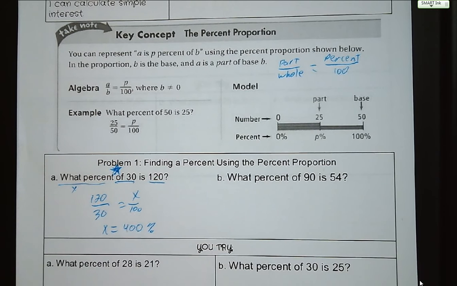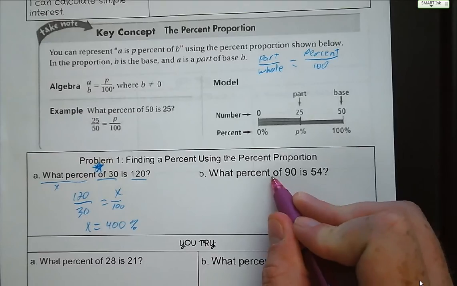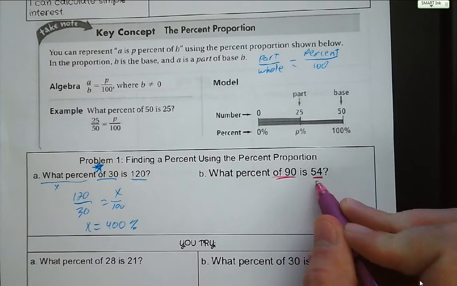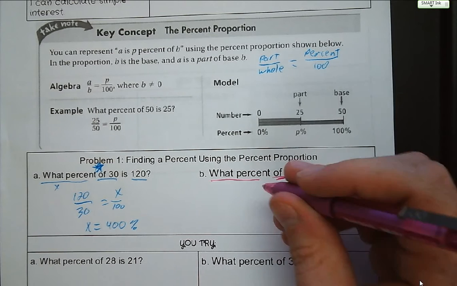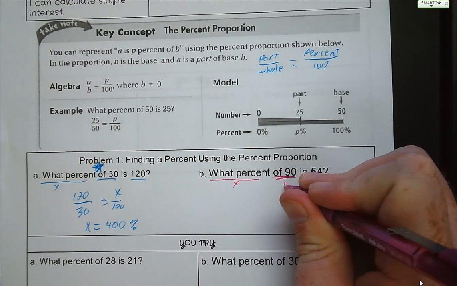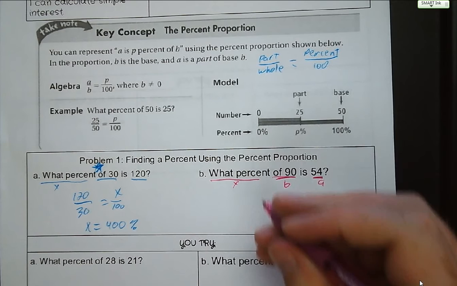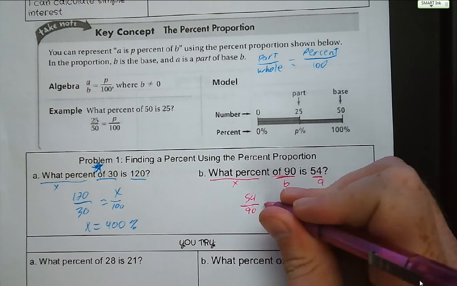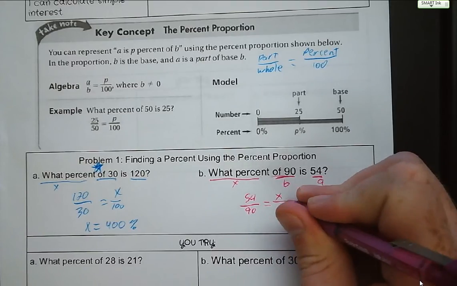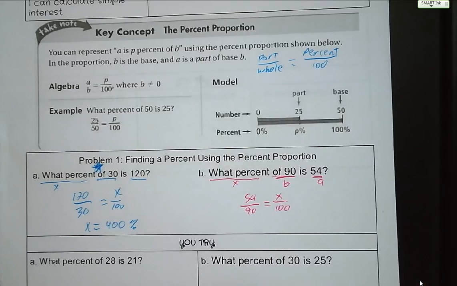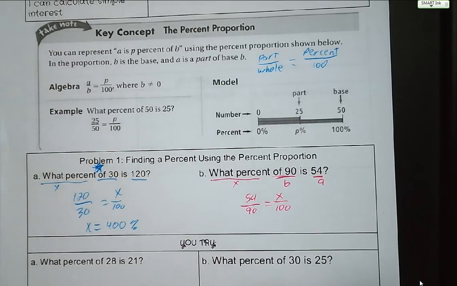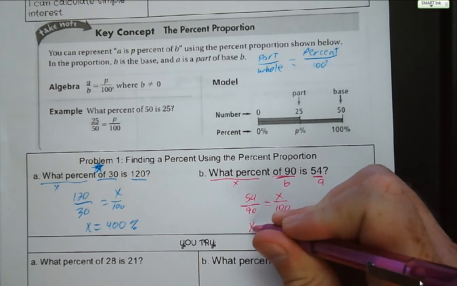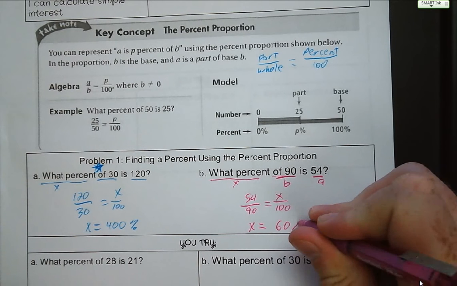Letter B, we have what percent of 90 is 54. Of 90, 54, and we want to know what percent. So that's x, that's our base, that's our part. So we have 54 over 90 is equal to x over 100. Again, we multiply both sides of the equation by 100 by the multiplication property, and we find that x is equal to 60%.